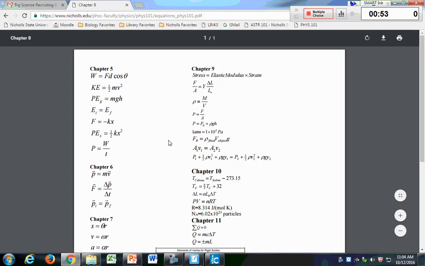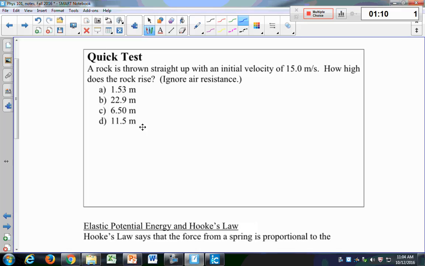All the equations, I'm pretty sure, are on there, but you know, some things like your trig functions and stuff like that you might need to know, that's not on there. But that's what you'll have on the next exam, the final, and everything else. All right, let's try this quick test.